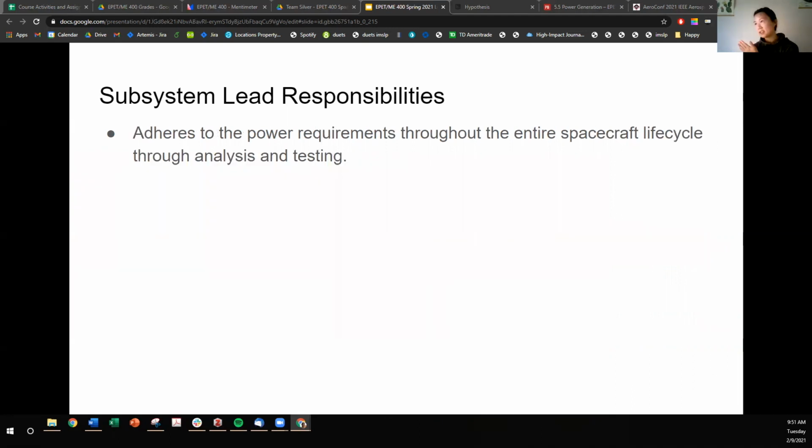And then this will transition into us talking about requirements. The subsystem lead adheres to the power requirements throughout the entire spacecraft life cycle through analysis and testing.